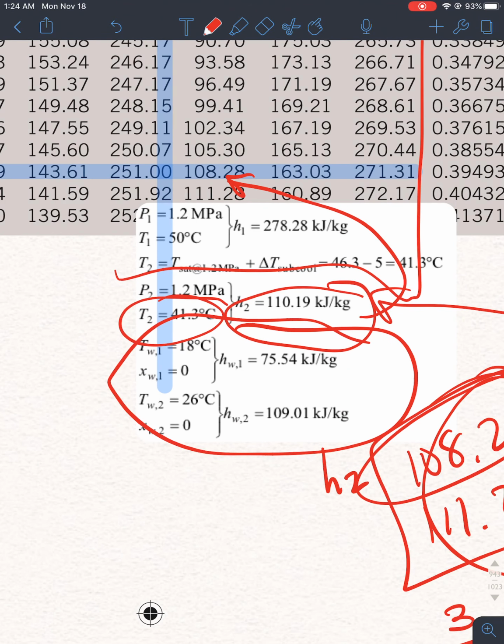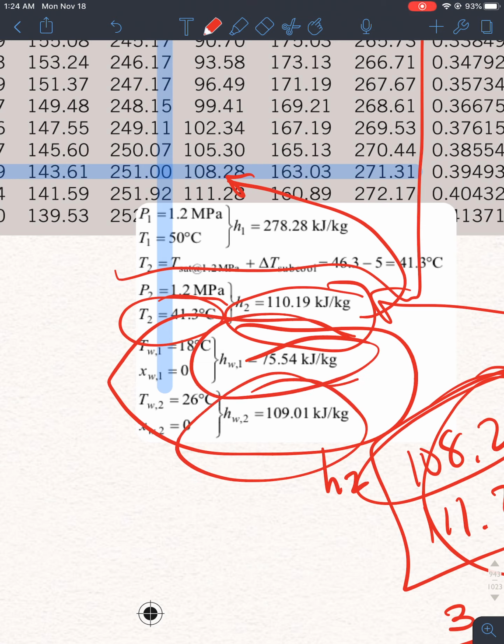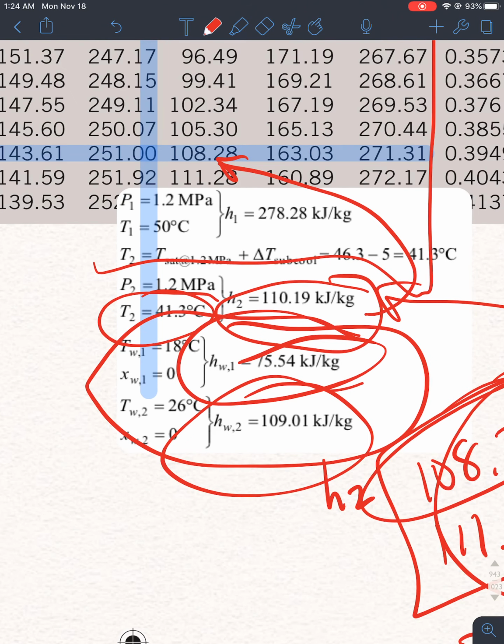Same thing for here. Let's just skip that. I'm just tired of this. You look at the, let's find it. Let's find it on the tables. All right, let's go to the water tables.